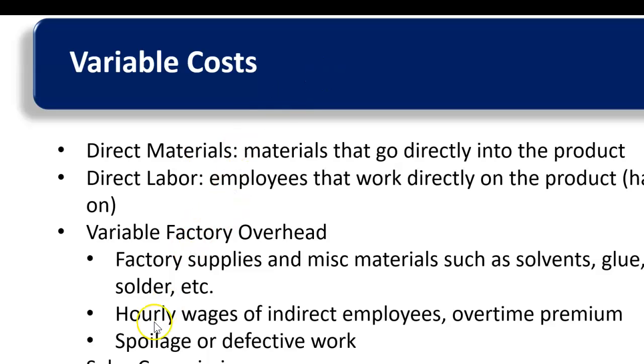And an example outside of manufacturing, because remember that variable costs don't just fall in manufacturing, they can fall in sales, they can fall in marketing, they can fall in general administrative. An example of a variable cost in the sales department would be sales commissions. So commissions are paid based on number of units sold, so as we sell more units, our sales commission will increase.